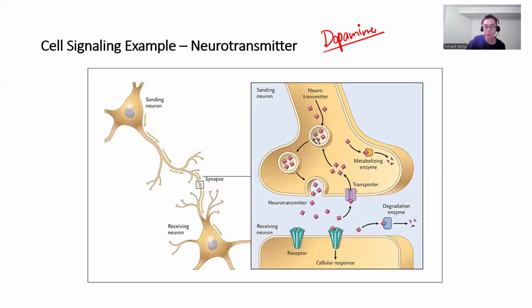So dopamine will be released, and in order for the dopamine to exert its effect, it will have to bind to a receptor. Dopamine does not physically enter the neurons, but it will cause all kinds of changes within the neuron that ultimately create that satisfying feeling that we have when we do things that we like. So that's another example of cell signaling.